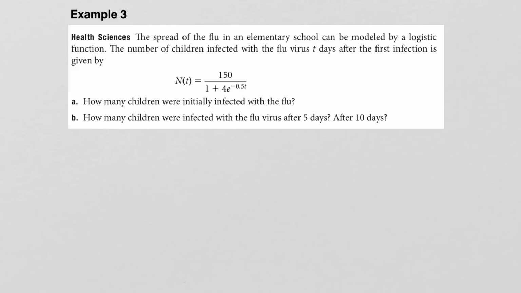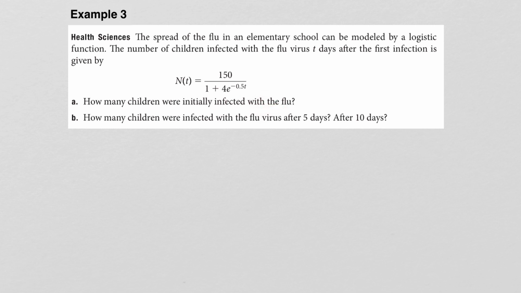So in this example, it says the spread of the flu in an elementary school can be modeled by a logistic function. The number of children infected with the flu virus, t days after the first infection, is given by this formula. N of t equals 150 divided by 1 plus 4e to the negative 0.5t. Okay. So the first question here, it says, how many children were initially infected with the flu?